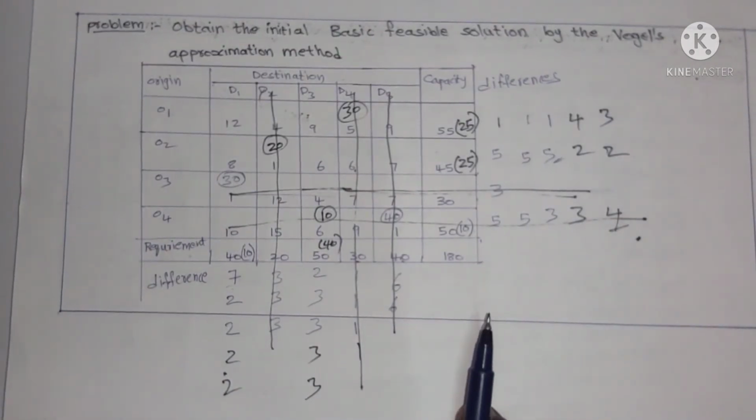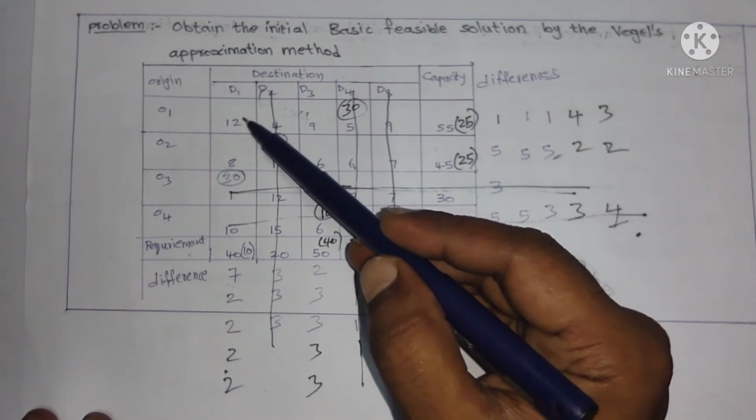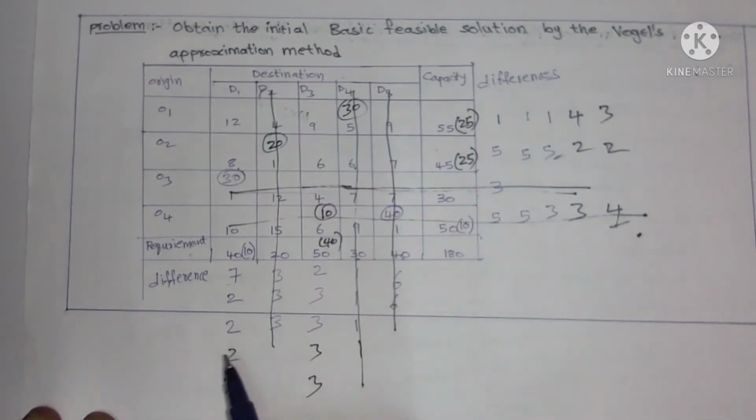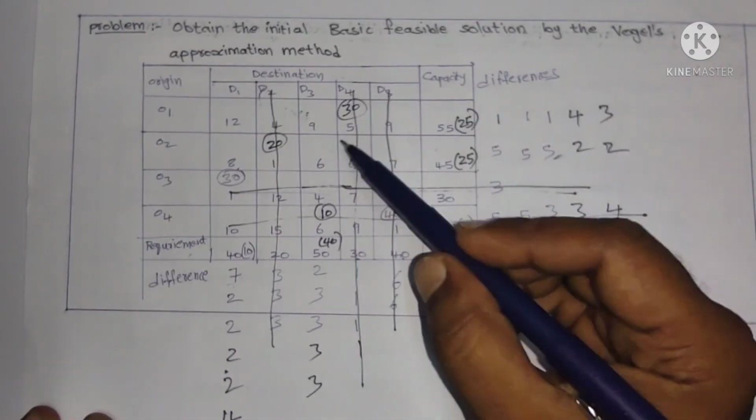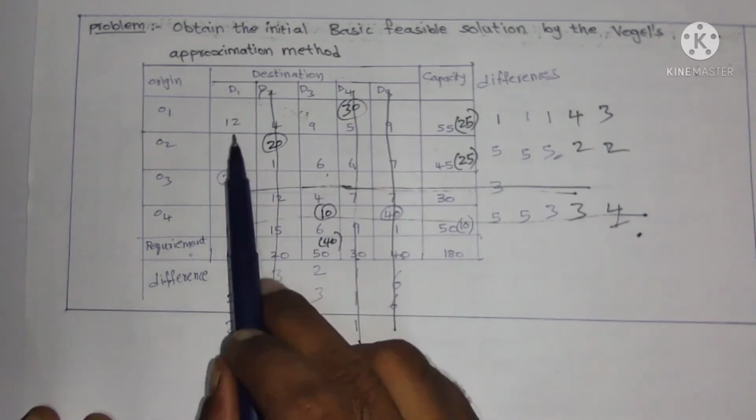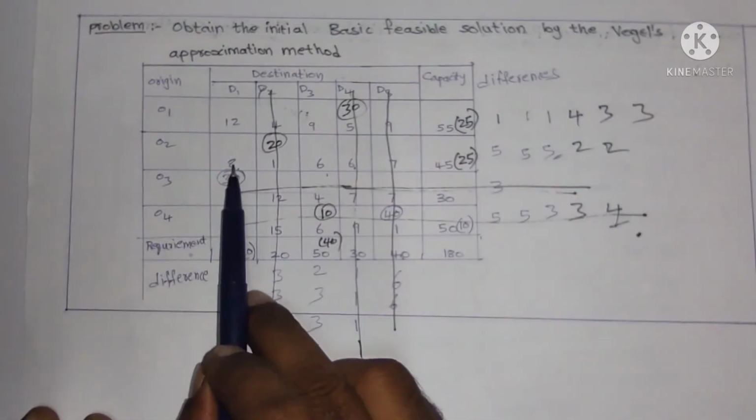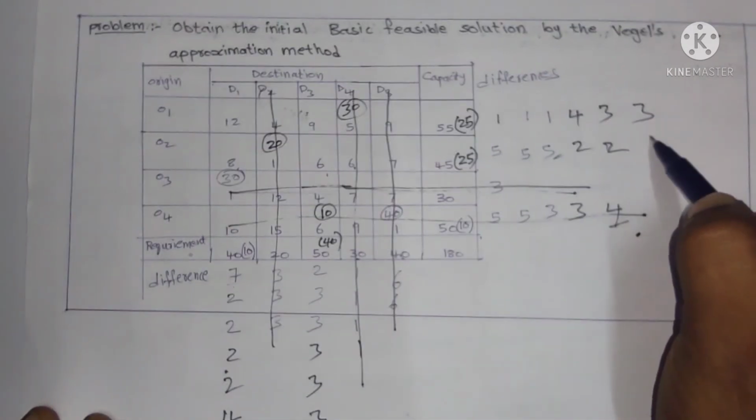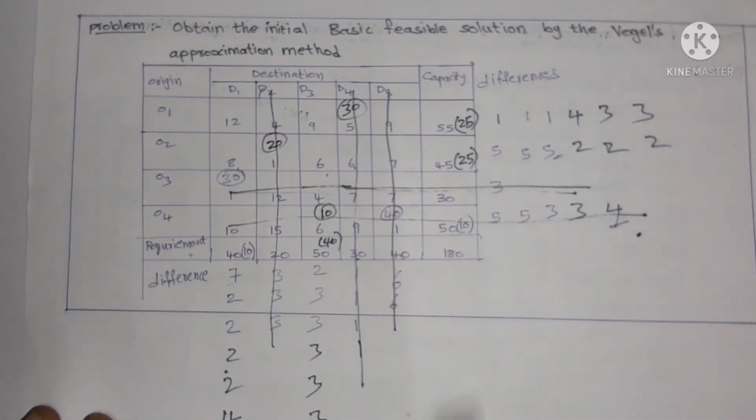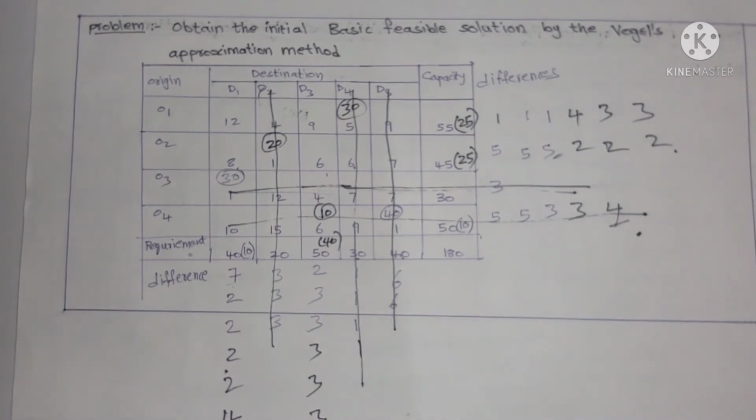And for the remaining rows and columns, again we have to find out the differences. So now for the first column, they are having 12 and 8 numbers. Among these, the difference is 4. Again in the third column, 9 and 6, the difference is 3. So now coming for the rows, 12 and 9, what is the difference? 3. And again for the second row, 8 and 6, what is the difference? 2. Among these 4, 3, 3, 2, what is the highest difference? 4. That means we have to take this column.